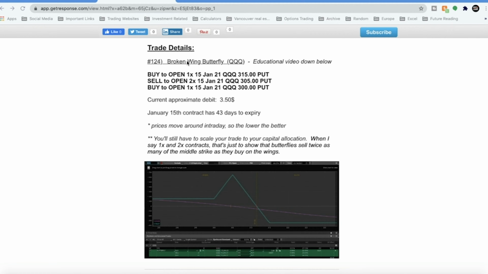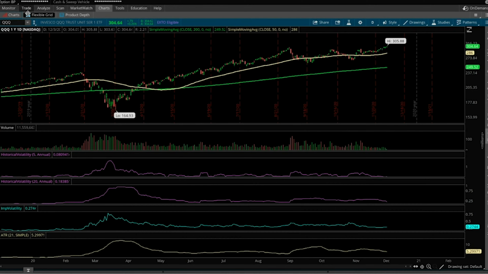But here we are, trade number 124, we are doing a broken wing butterfly. All the details we need for this trade are listed here. We've got the strike prices, the expiration, and then a picture down here of what the trade will look like. So I'm just going to go ahead and open my Thinkorswim platform here, and we're going to start inputting this data. So this is the Thinkorswim platform, and I'm going to go to this trade tab.